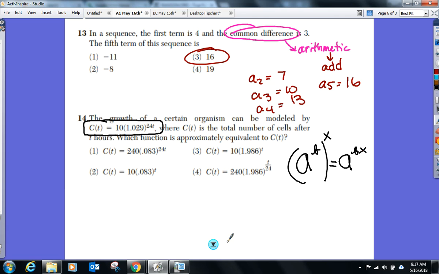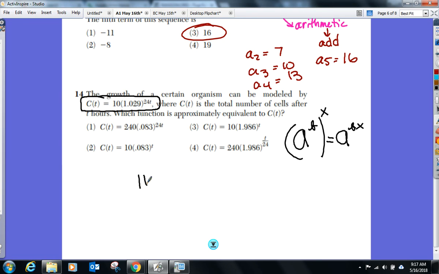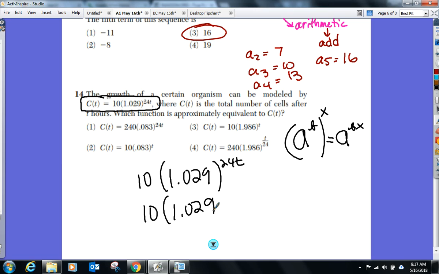Here's why I'm showing you this. Look at the equation they gave me. What's happening between the 24 and the t? Multiplication. So can I break that up? Tell me another way I could rewrite this. 1.029 raised to the, break it up, raised to the 24th, all raised to the t.